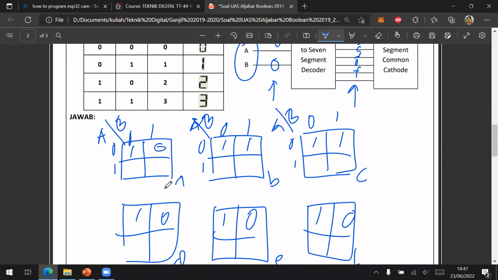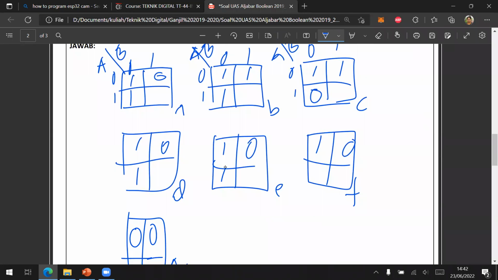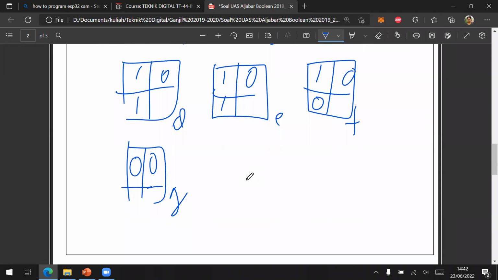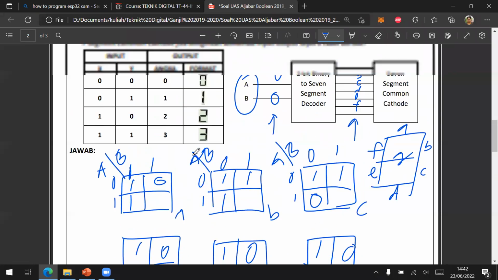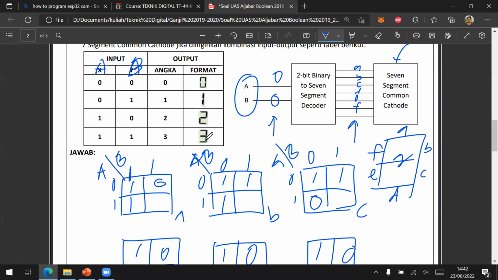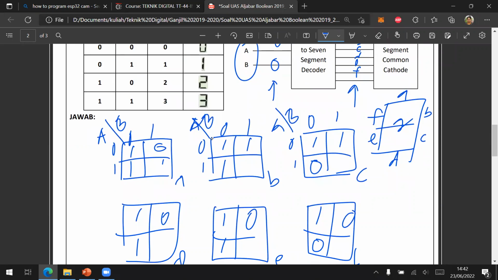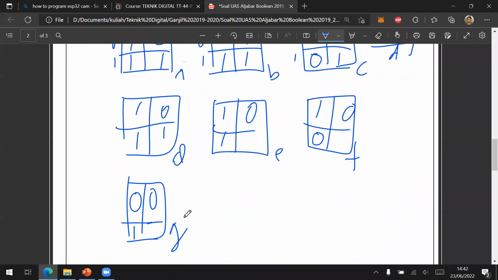Now, how about A is 1, B is 0? It will turn on A, B, but not C, and then D, and then E, but not F, and also G. Hope you still remember that this is A, B, C, D, E, F, G. Now the last one is 1 and 1. 1 and 1 is supposed to turn on the lamps A, B, C, D, and G.